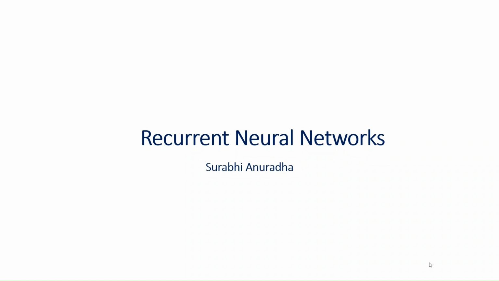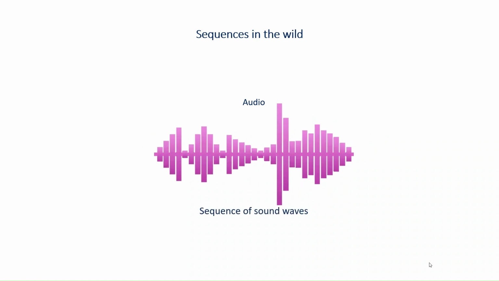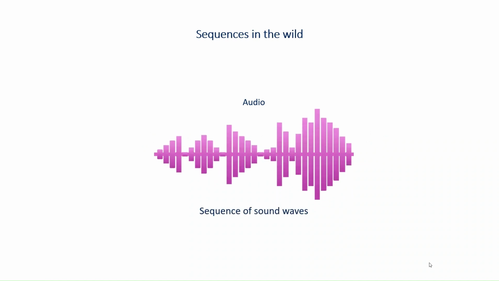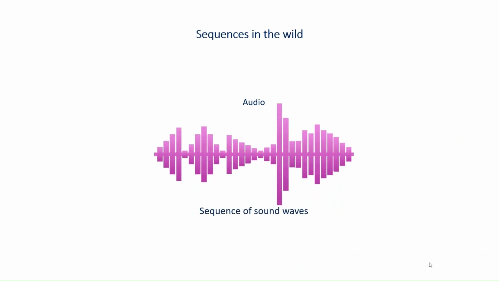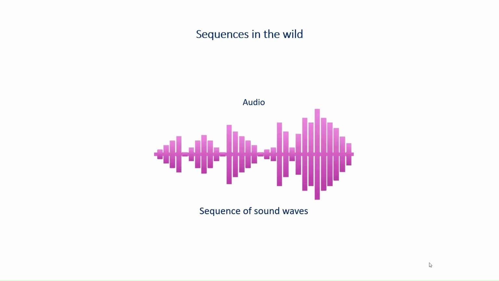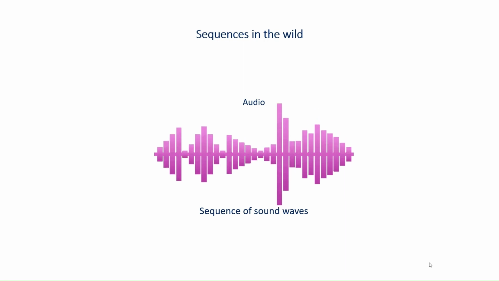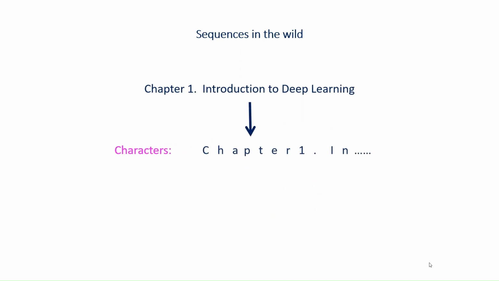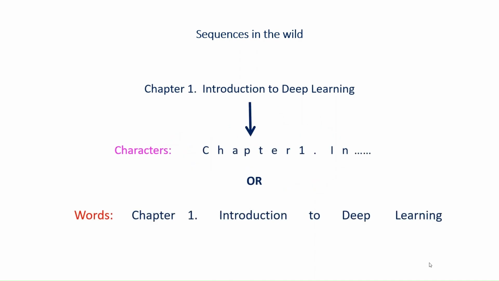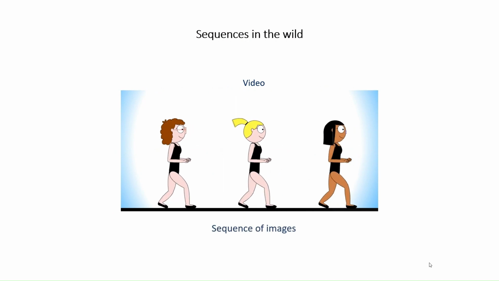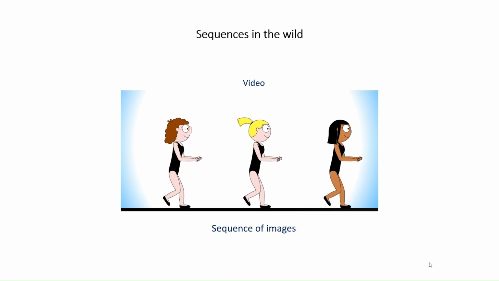In this video, I am going to talk about the most powerful recurrent neural networks. Simply to say, these recurrent neural networks are useful for processing sequence data. First, let us understand what is the meaning of sequence data. In reality, sequence data is all around us. For example, audio is a sequence of sound waves, text is a sequence of either characters or words, and video is a sequence of images. Thus, many things around us are in sequence.